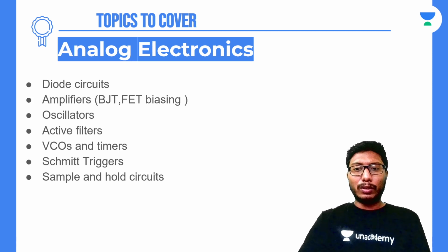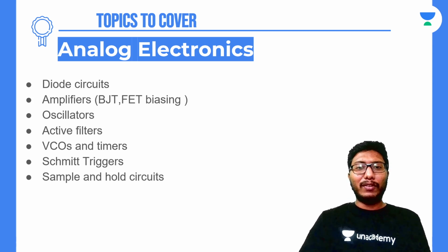But if you know the relationship between these 3 types of parameters, that is H parameter and hybrid pi, and there is another model. So if you know about the relation between these 3 models, then you can answer the question, or otherwise you can convert whatever model that is given to you to the model that you know, and you can solve these problems. So this is about BJT amplifiers.